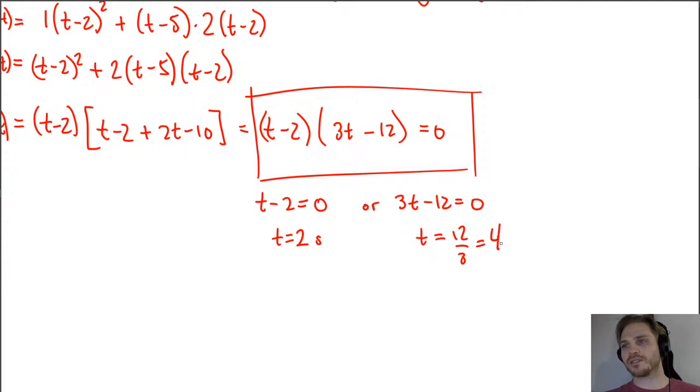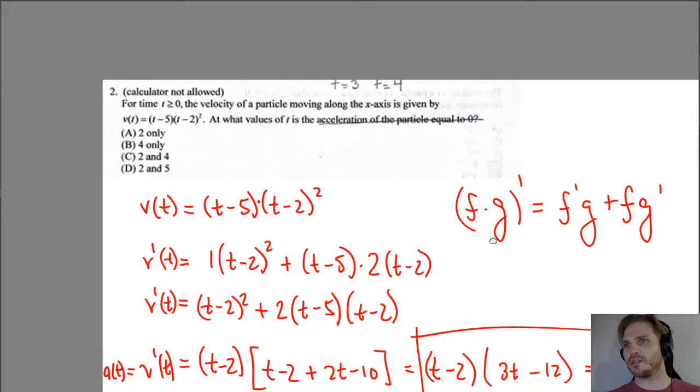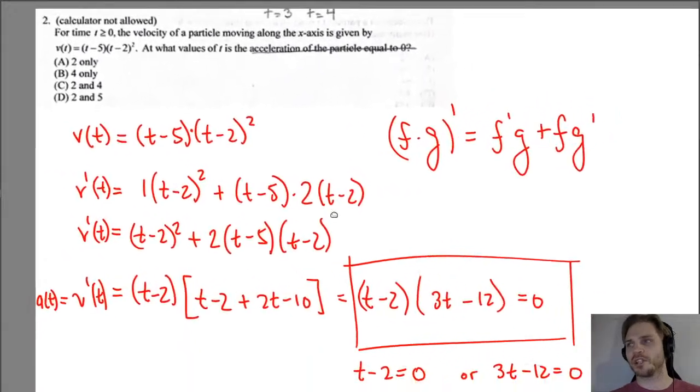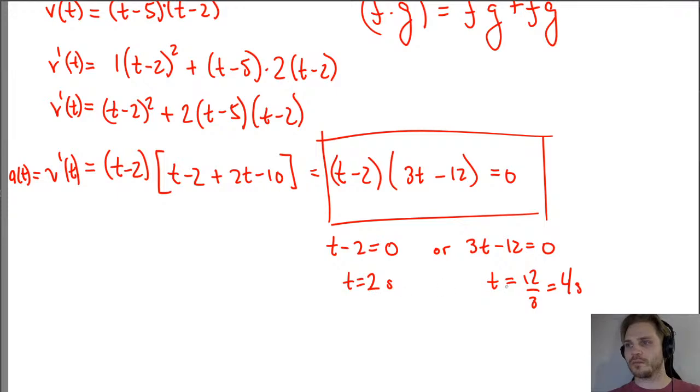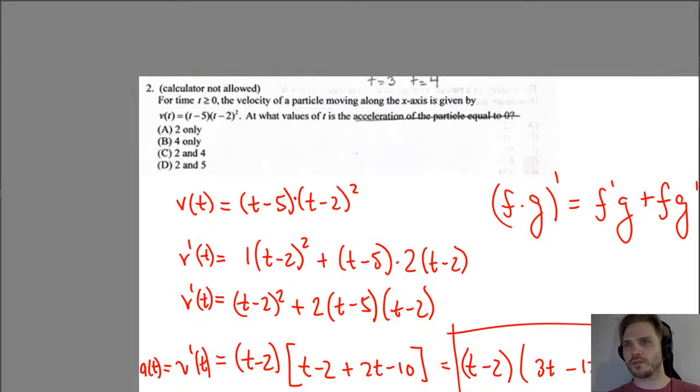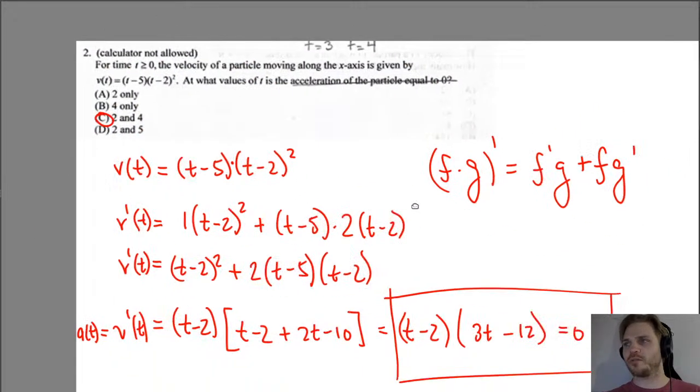And this is obviously in seconds. I should have probably put that on the last one too. Yeah, 2 and 4. So 2 and 4. Boom. All right. Let's do another one.